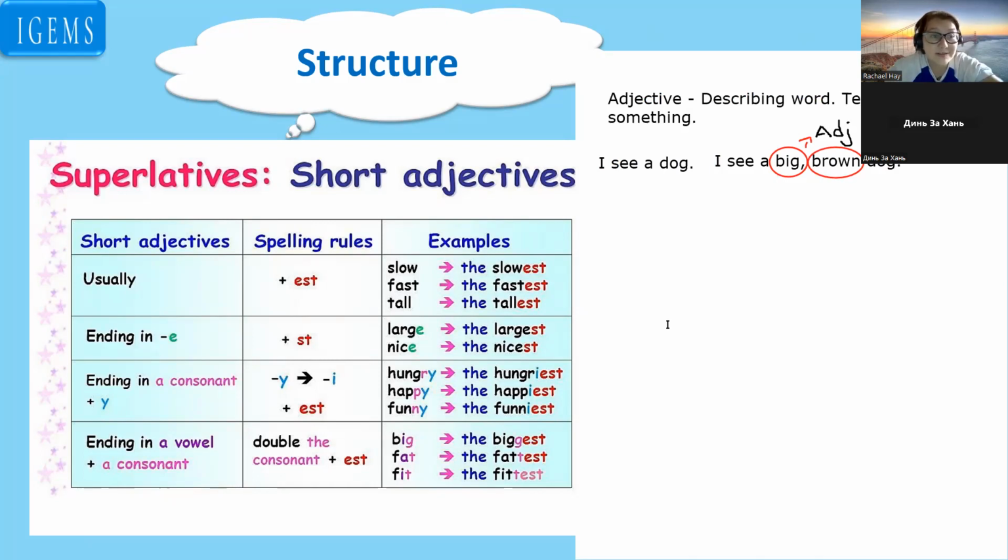So sometimes adjectives will change if we are comparing something. Do you know what compare means? Would you like help, or do you know what compare means? Okay. Do you have a brother or sister? No. Okay. Then let's talk about your dad. Who is taller, bigger, you or your dad?